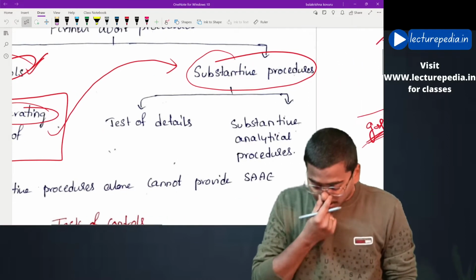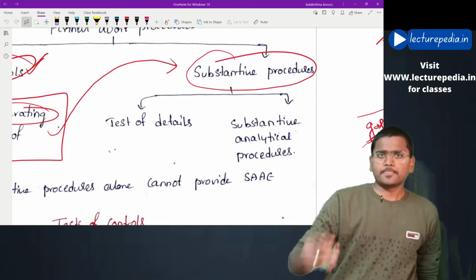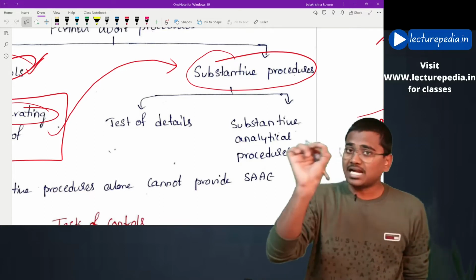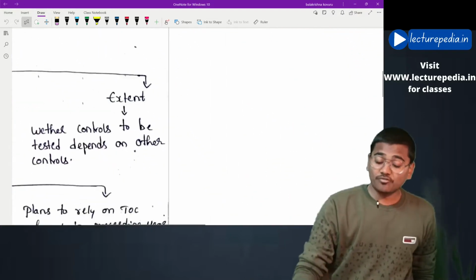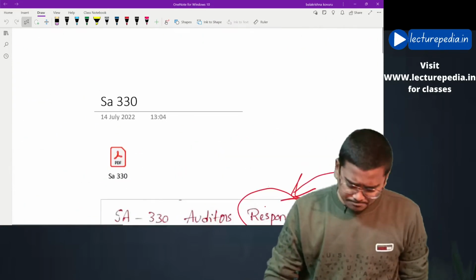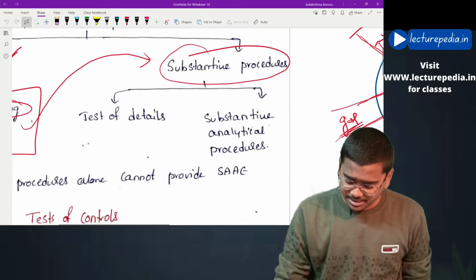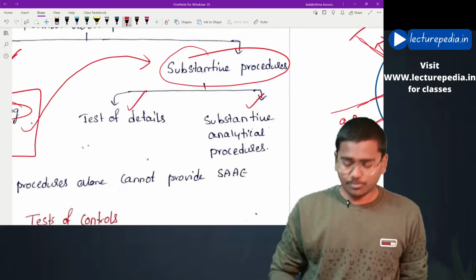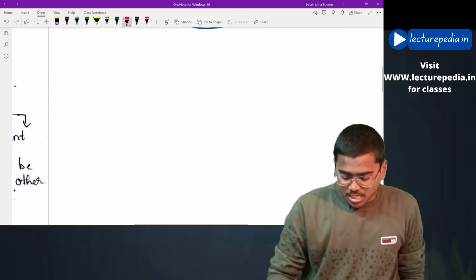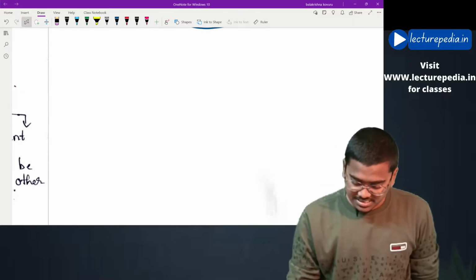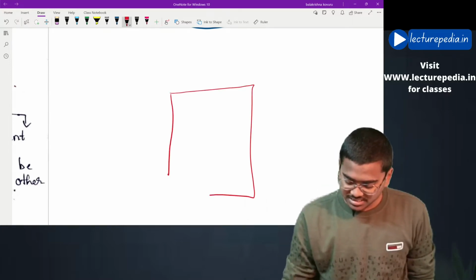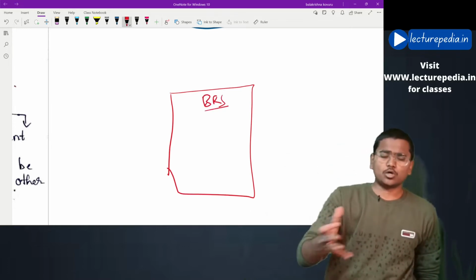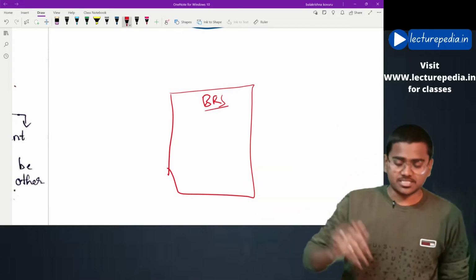Now coming to substantive procedures, we'll understand the difference between test of controls and substantive procedures with the help of an example. Basically, these substantive procedures can be divided into two parts. First of all, test of details and substantive analytical procedures. Let us see first of all. Now let's say, for example, there is a bank reconciliation statement, BRS. Basically, an accountant in the organization has prepared this BRS.